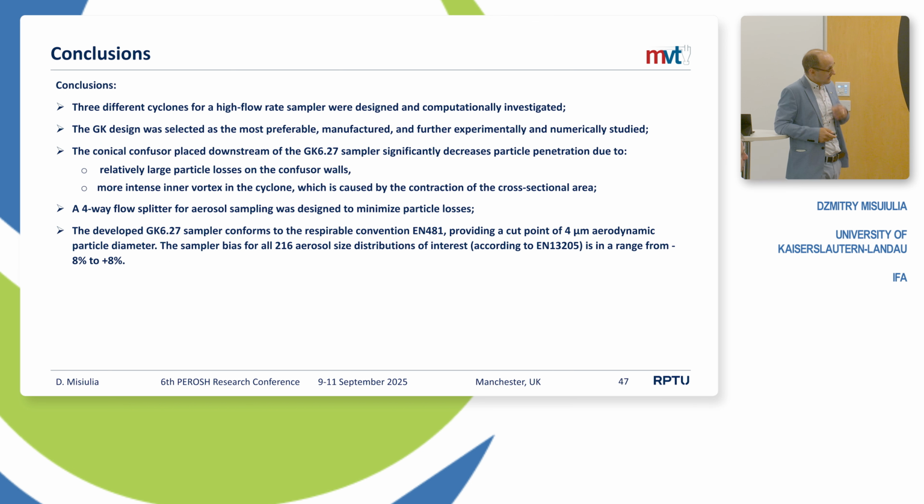So the following conclusions can be drawn from analyzing the different designs. It's important that the downstream configuration plays a significant role in particle sampling. The four-way flow splitter was developed to minimize particle losses during sampling, and the developed GK sampler for a flow rate of 20 liters per minute conformed to the respirable convention and has a bias below 8% for all 216 aerosol size distributions of interest.